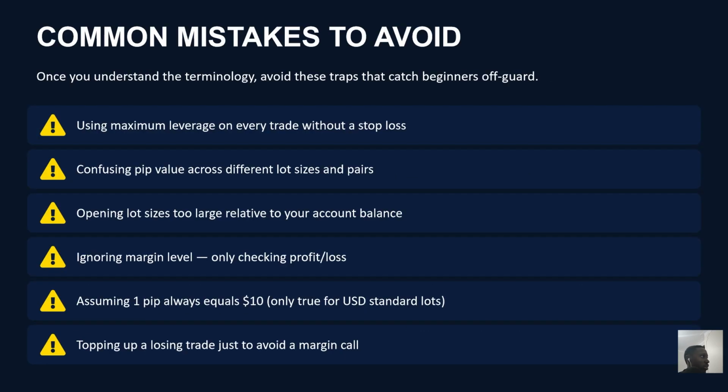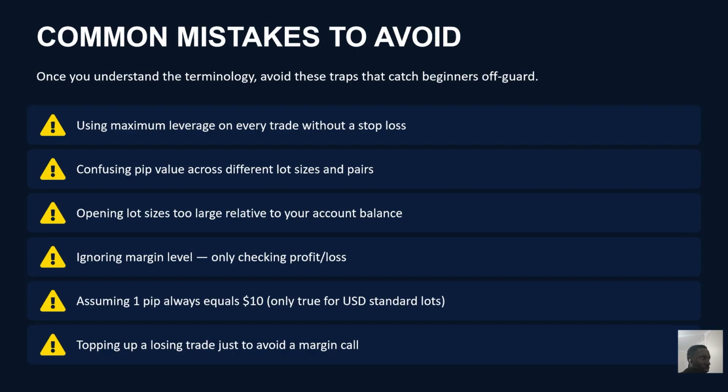Common mistakes to avoid. Once you understand the terminology, avoid these traps that catch beginners off guard. Using maximum leverage on every trade without a stop loss. Confusing pip value across different lot sizes and pairs. Opening lot sizes too large relative to your account balance. It's very key to remain within the parameters of your trading account. Do not risk too much, or open very large lot sizes on your trading account.